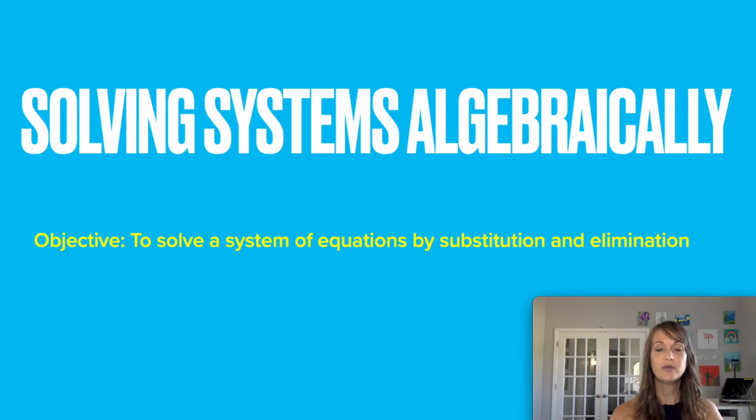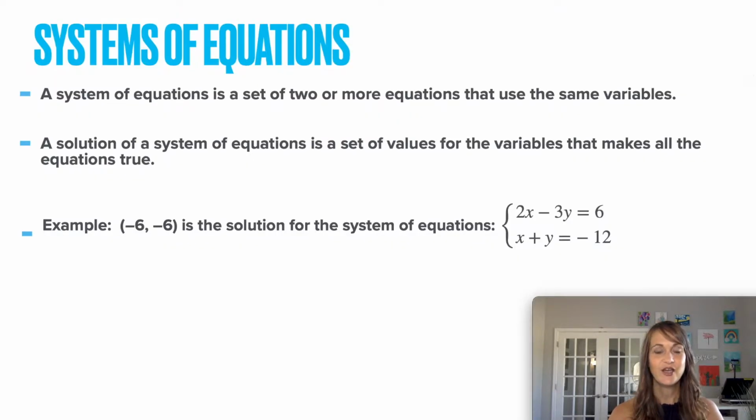In this video, we'll be solving systems of equations algebraically, more specifically by substitution and elimination. A system of equations is a set of two or more equations that uses the same variables. A solution of that set is a set of values for the variables that make all the equations true. For example, (-6, -6) is the solution for this system of equations.